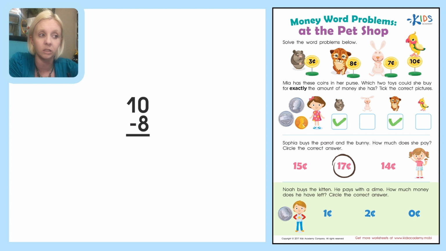Now I can do it like this, or I could draw out a picture, and I think I want to do a picture. I like pictures, so let's do this. Let's draw 10. 1, 2, 3, 4, 5, 6, 7, 8, 9, 10. Then I'm going to take away 8 since it's a subtracting problem. Please count with me as I count back 8. Here we go. 1, 2, 3, 4, 5, 6, 7, 8. And that gives me my answer. How many do I have left over? I have 2 left over.